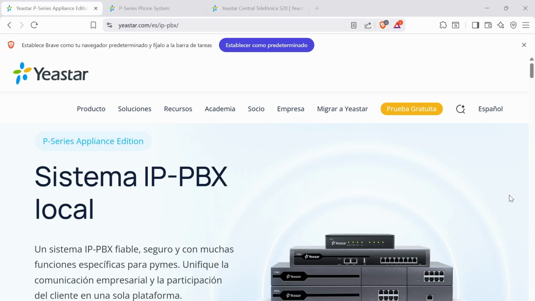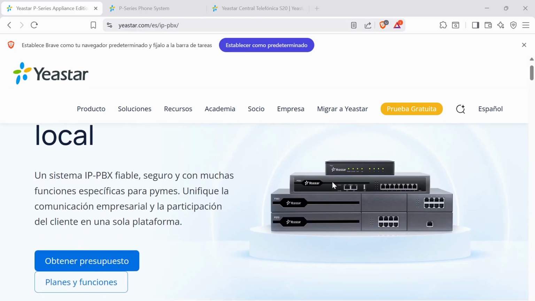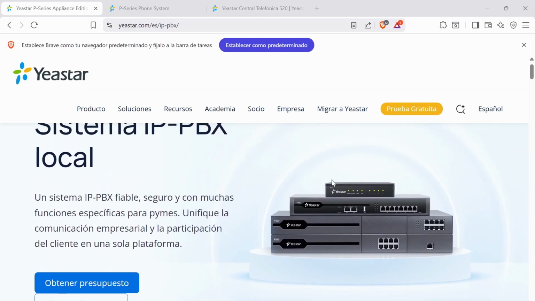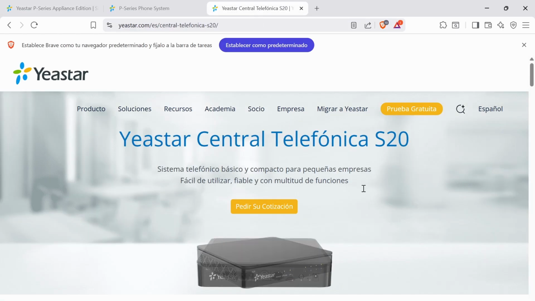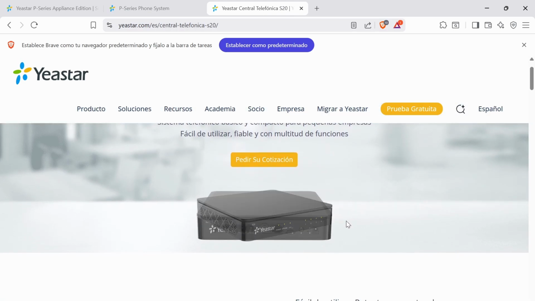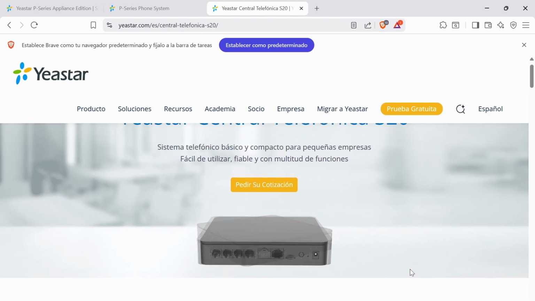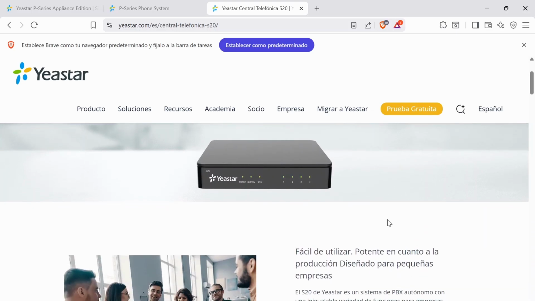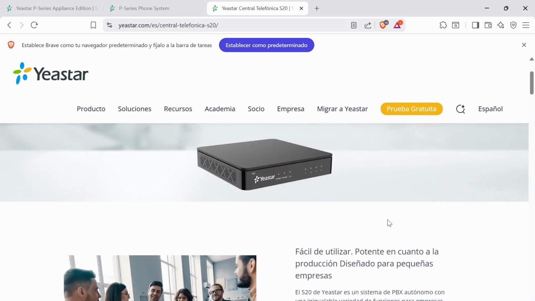Today we're going to look at how to use Yeastar IP PBX. We have several physical models. We can start with the S series, which is the smallest, specifically the S20. These IP PBXs are modular, meaning we can add expansion cards depending on our needs. These can be FXO, FXS, a SIM card, an E1 card, or added via a gateway.